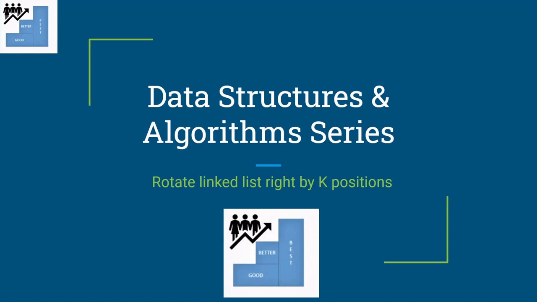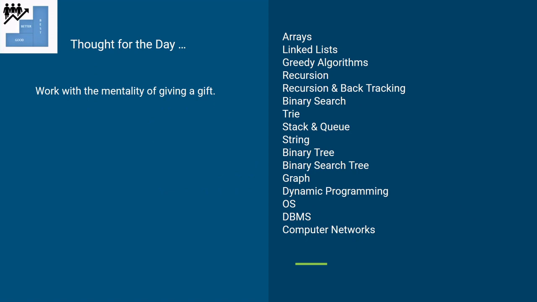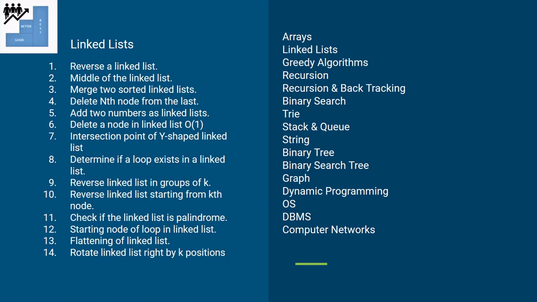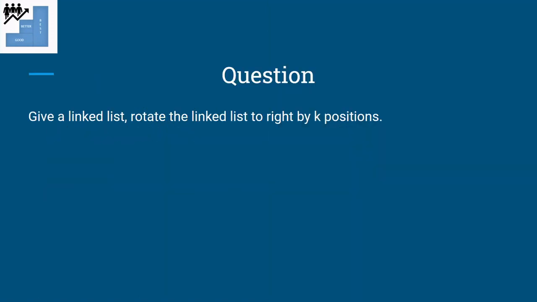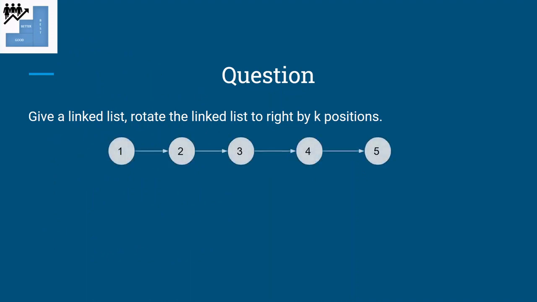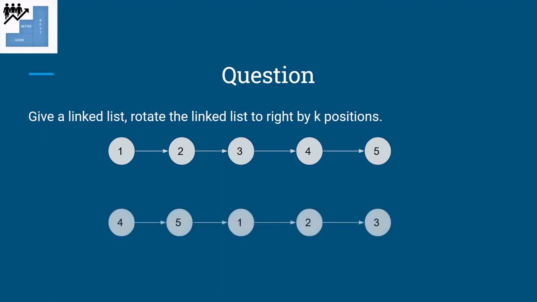So this question is about rotating the linked list right by k positions. Let's first look at the thought for the day. These are the questions that we have done in the linked list, and let's look at the question. We are given a linked list like this, and we need to rotate it by k positions. So if k is 2, then rotating right by 2 would mean that 4 and 5 come here in the same order, and 1, 2, 3 shift right.